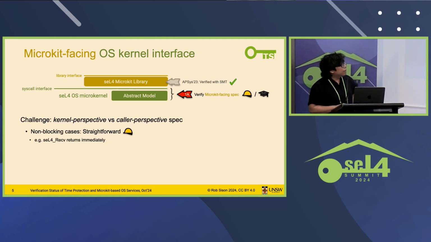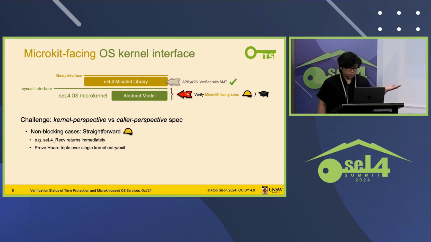In this case, let's say somebody calls seL4 receive, and there's already a message waiting, or already a notification waiting to be received, and it'll return immediately. So you can prove a Hoare triple over the abstract spec because you know that you're returning to the same userland process that called the kernel.